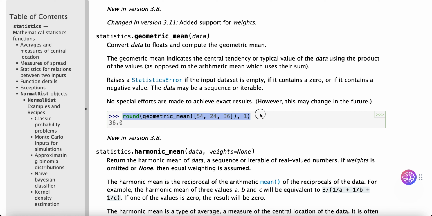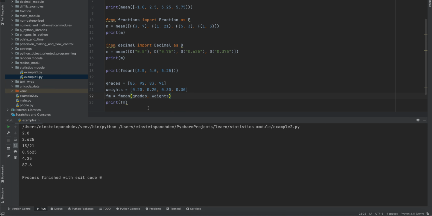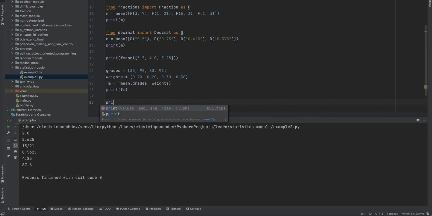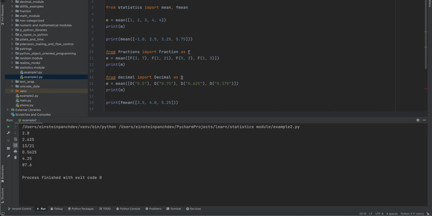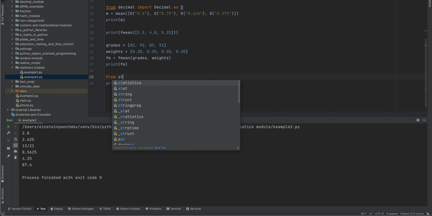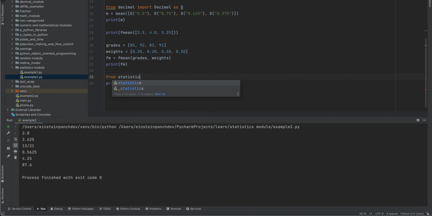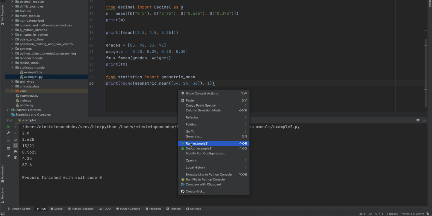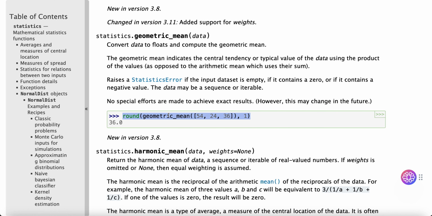Round. Print round geometric mean. From statistics, import geometric mean. 36 point.